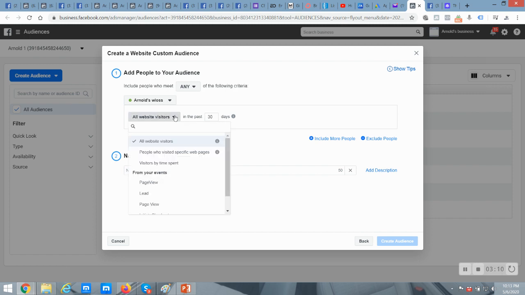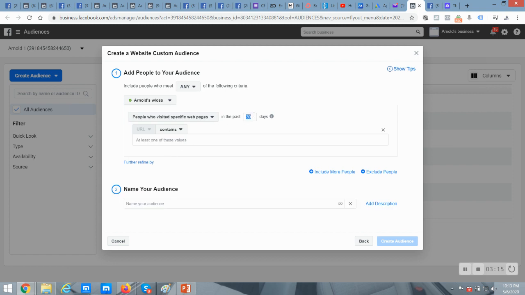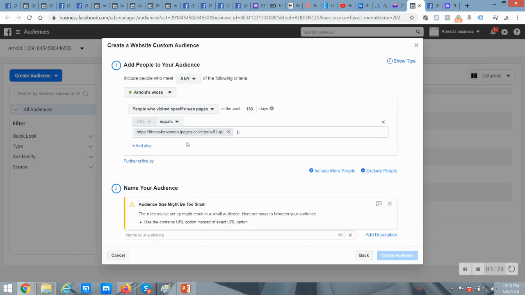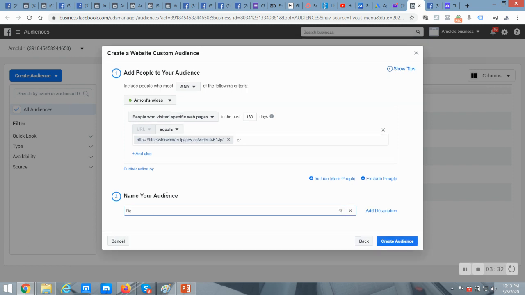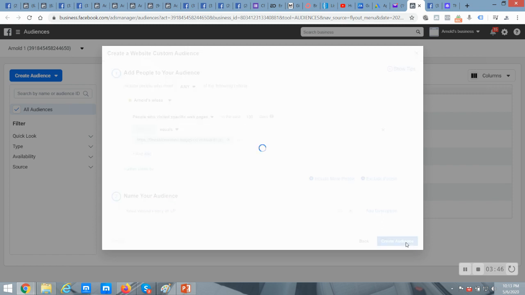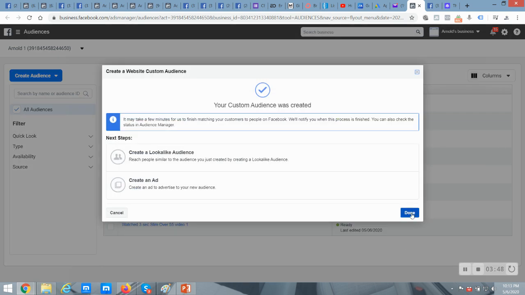So I'm going to call it people who visited specific web pages, and I always put like 180 days, contains, and I'm going to say equals. They're going to say it's going to be too small and so on, but we don't care about that. And I'm going to call it Victoria's story. Maybe you can say on landing page. Okay, so we have this audience ready.